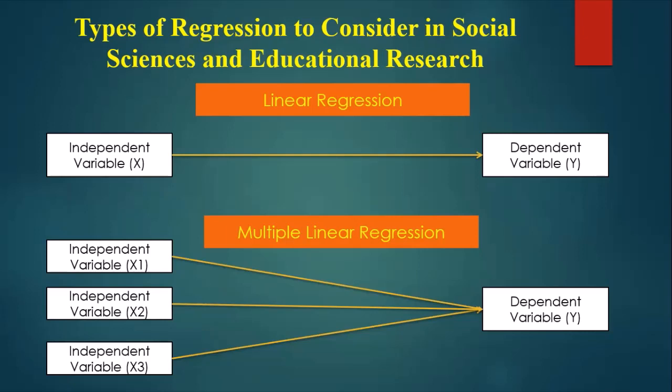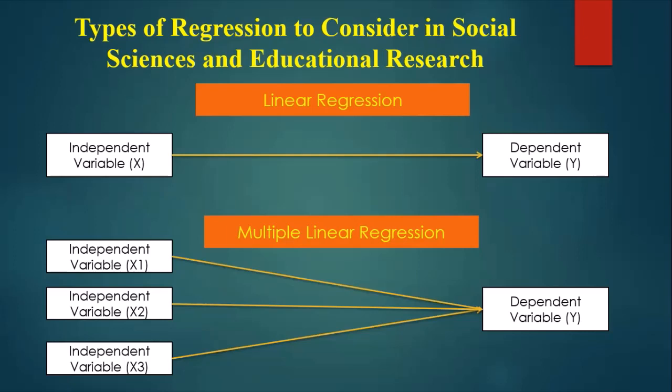And so, moving on to the next slide, now that we've gotten a typical idea of what a regression is and why we use it, which is to enable us make clearer predictions to know the relationship between variable A and variable B, this will bring us to the types of regression to consider in social sciences and educational research.